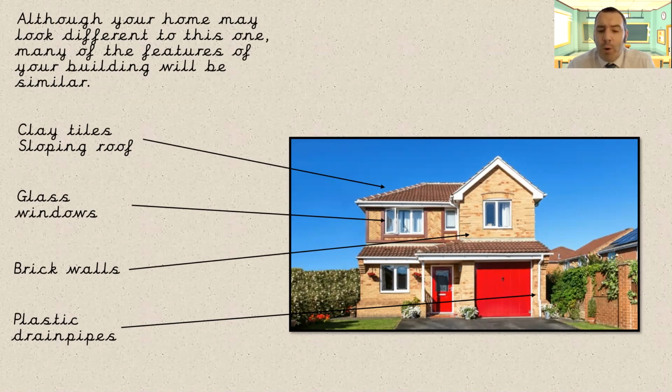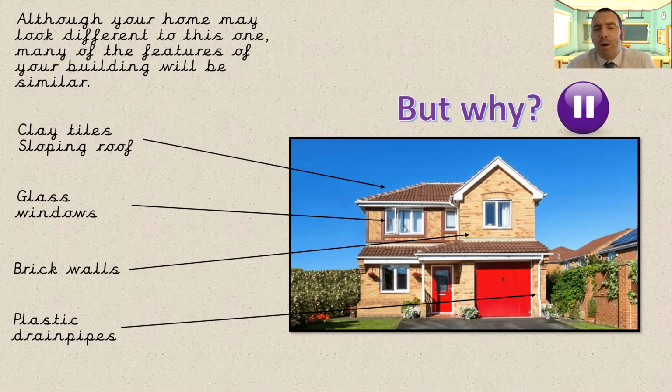We'll think about the properties that each of these products have. I tell you what, why don't you have a go? Why do we use clay tiles for the roof? Why do we use glass for the windows? Why do we use bricks for the walls? Why do we prefer using plastic for the drain pipes? Have a think about the properties of those materials. Pause here and have a think and write down some ideas.